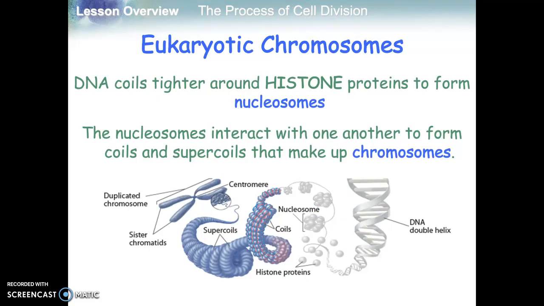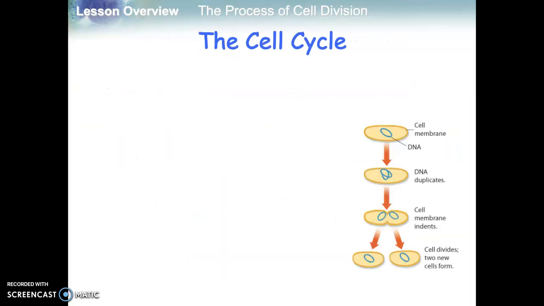This coiling up of the DNA around the histone creates something called a nucleosome. These nucleosomes then interact with one another to form the coil and supercoils that make up chromosomes. Okay, so again, chromosomes in eukaryotic organisms are much more complex than what we find in prokaryotic organisms.